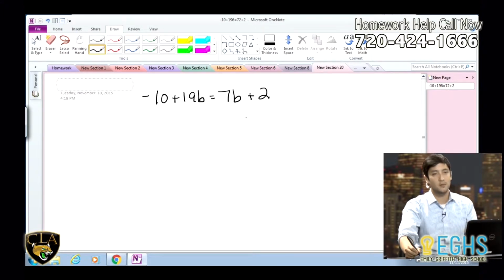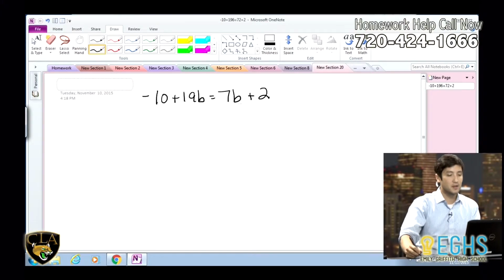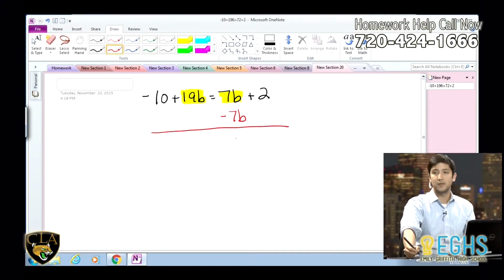So we can actually do this a couple ways. But ultimately, you want to combine like terms. So what I'm going to do is look at my like terms and think about what I can do to combine, for example, 19b and 7b. So what I'm going to do first is move this over to the other side. I'm going to take this out, do the inverse operation to subtract 7b from this side.